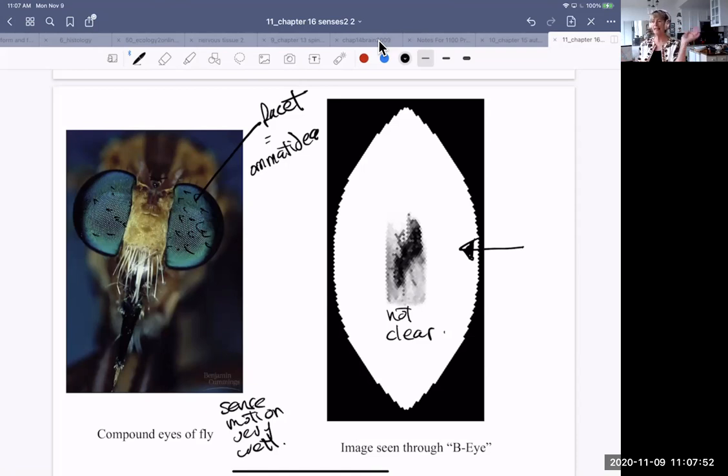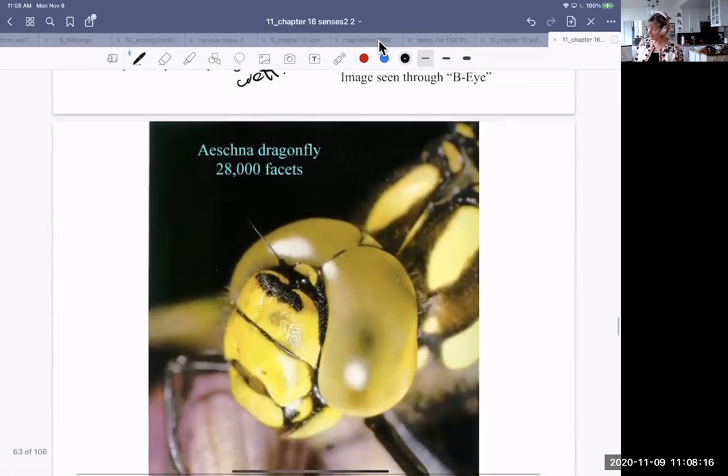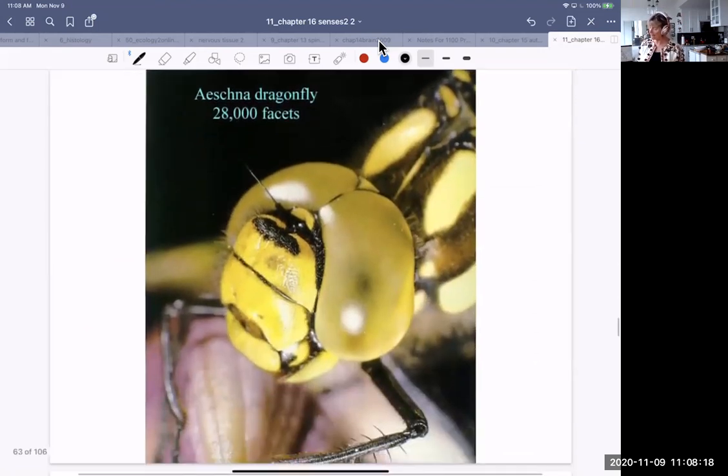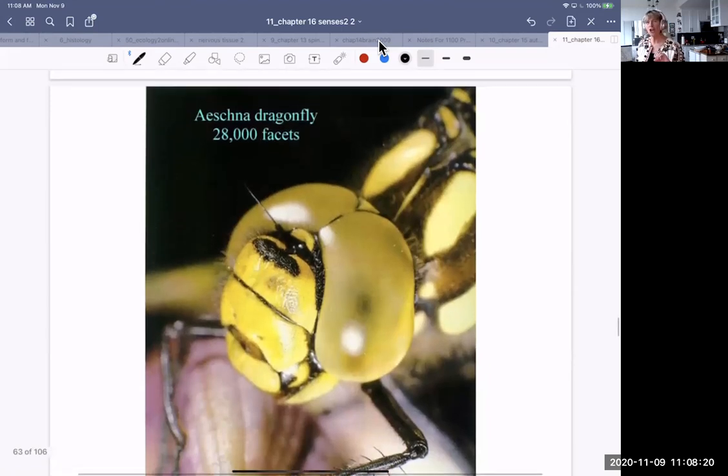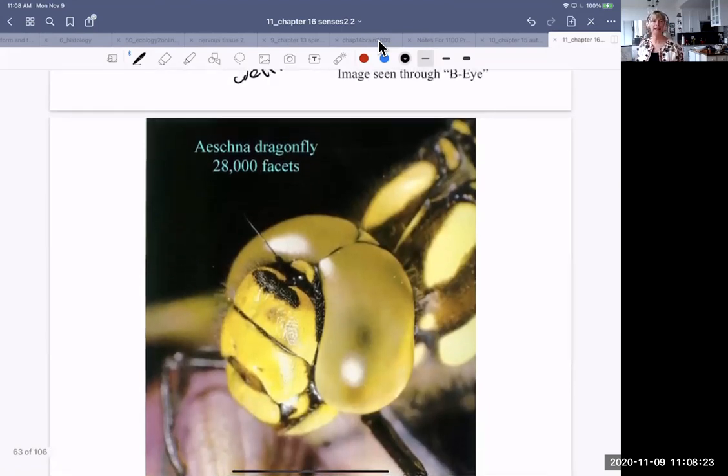Have you ever tried to hit a fly or swat a fly? You can't do it because the fly sees your hand coming so fast. They can see a fan that's rotating. We might only see one image of the fan, but a fly can see every blade of the fan individually. Its motion vision is so good. Look at this dragonfly, 28,000 facets. Dragonflies are so good at catching other flying insects.